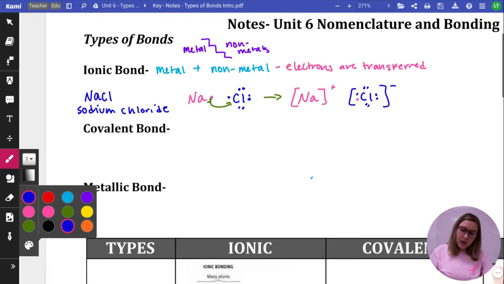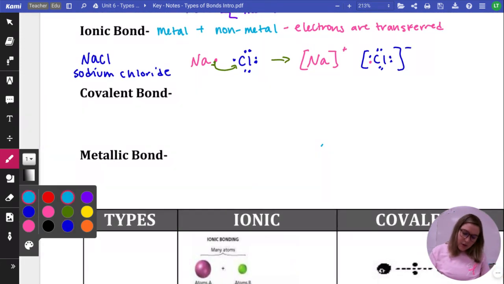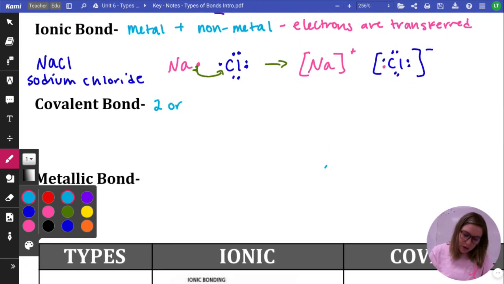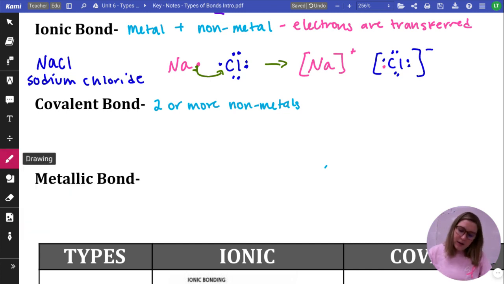Now let's talk about covalent. Covalent is formed between two or more nonmetals. If I'm looking at covalent compounds, I am only looking at the elements that are to the right of my zigzag line. So, two or more nonmetals. And in covalent bonding, electrons are shared.